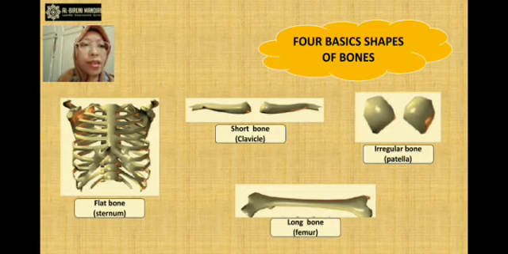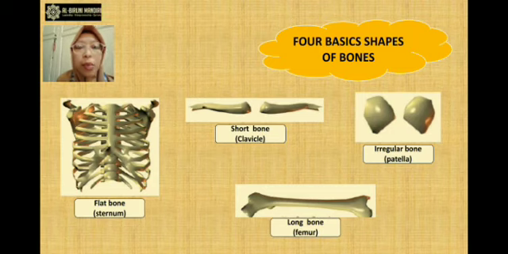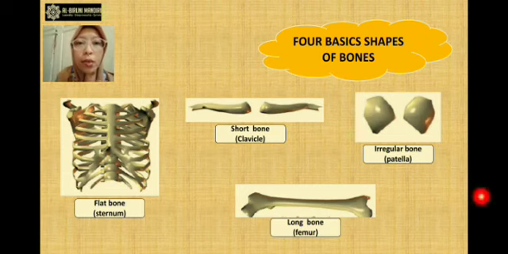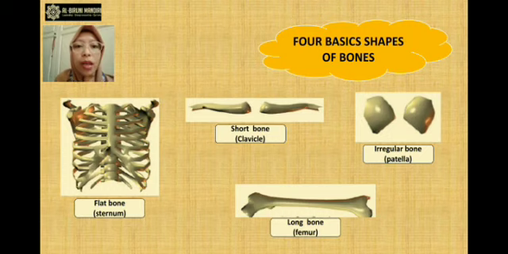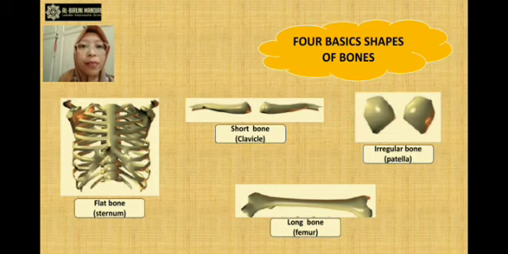This is the first part on the bones. Ustazah divides them into four basic shapes of bones. First, the shape of bone is flat bones. For flat bones, we can take the example of the sternum. You can say this is the sternum or tulang rusuk. This is a flat bone, and one example of a flat bone in our body is the sternum.